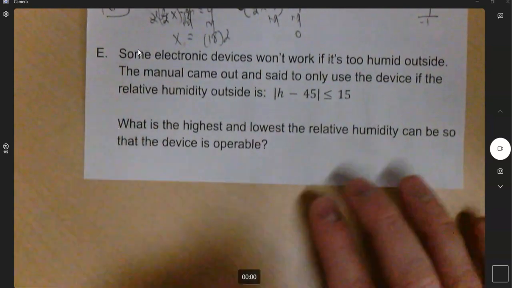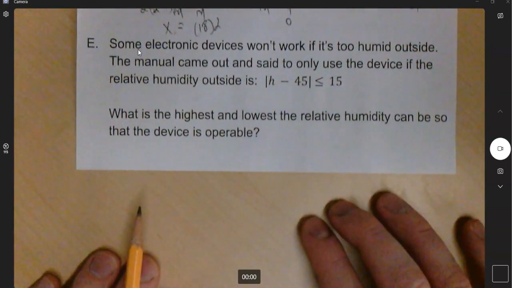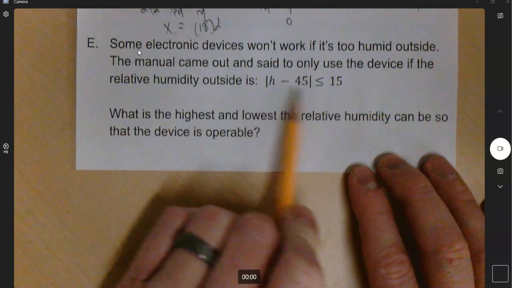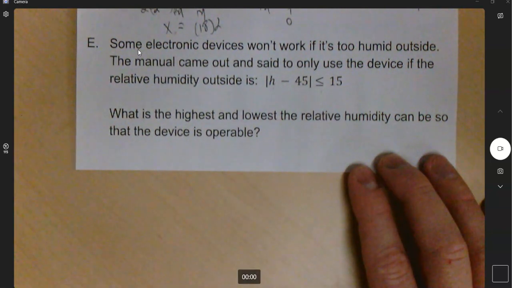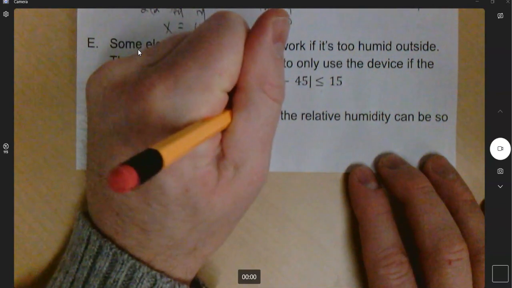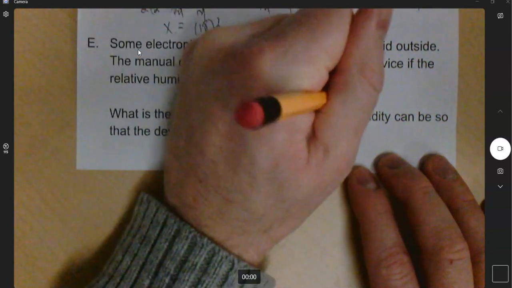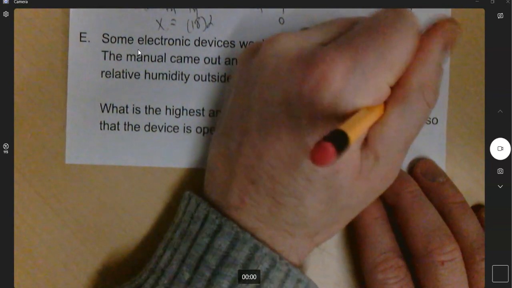And then finally the last one, a little inequality, but if you've been sticking to the plan here with what I was explaining, we're going to treat it the same way we treated the last one. This is saying the distance between my number, the humidity outside, and 45 needs to be less than 15, within 15 units of humidity. So I'm going to solve it the same way. I can say whatever's inside of here, h minus 45, needs to be less than or equal to 15. Or the opposite of whatever's inside of here also needs to be less than or equal to 15.